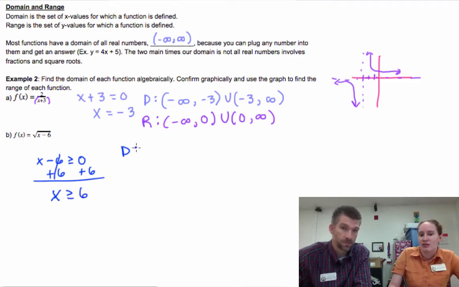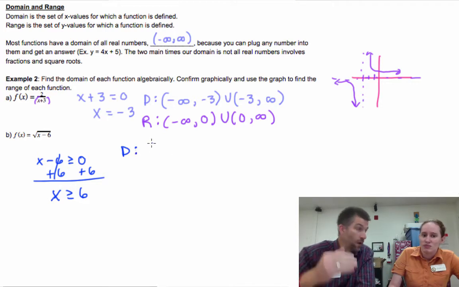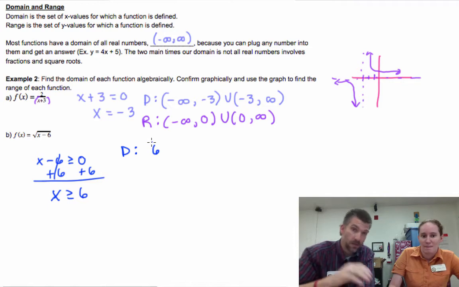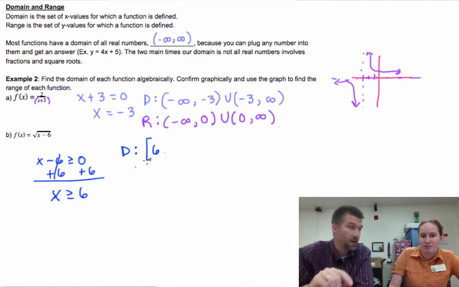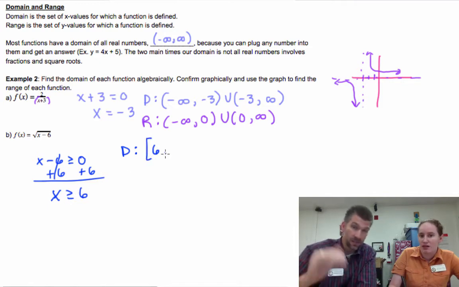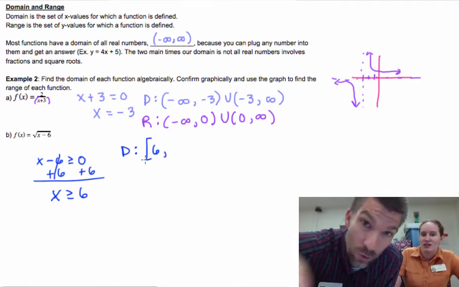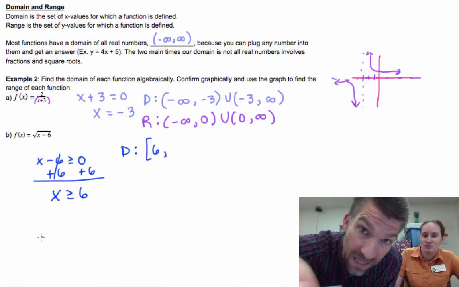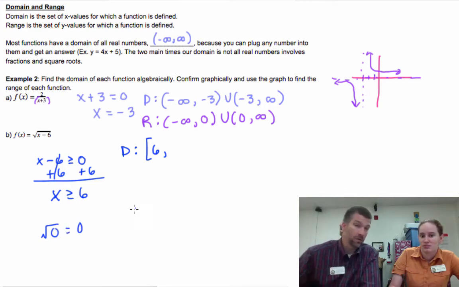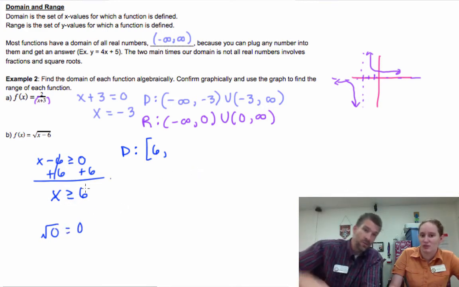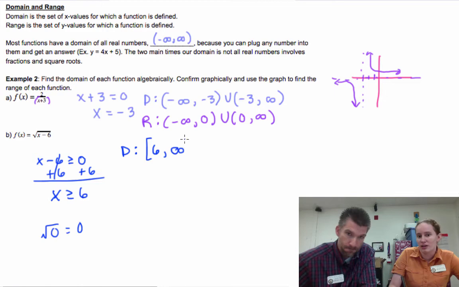Now, how do I write that in interval notation? Well, you're just going to go from the actual number, so that's a positive 6. That's a bracket because the 6 is now actually included. I can take the square root of 0, and don't forget that, because you will. The square root of 0 is 0, and then we can go all the way to positive infinity.